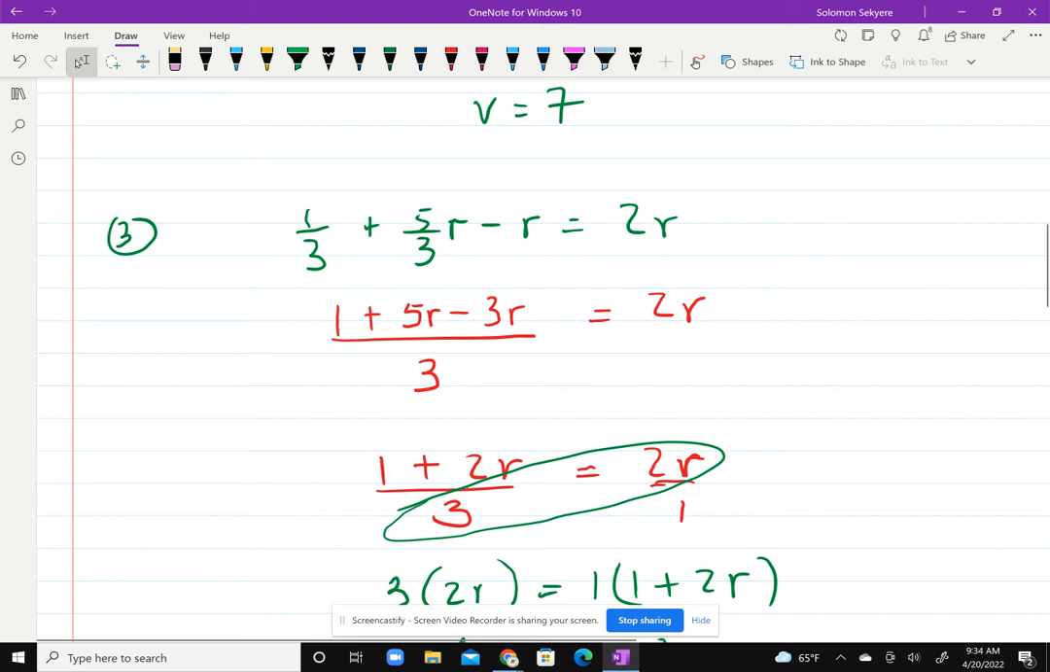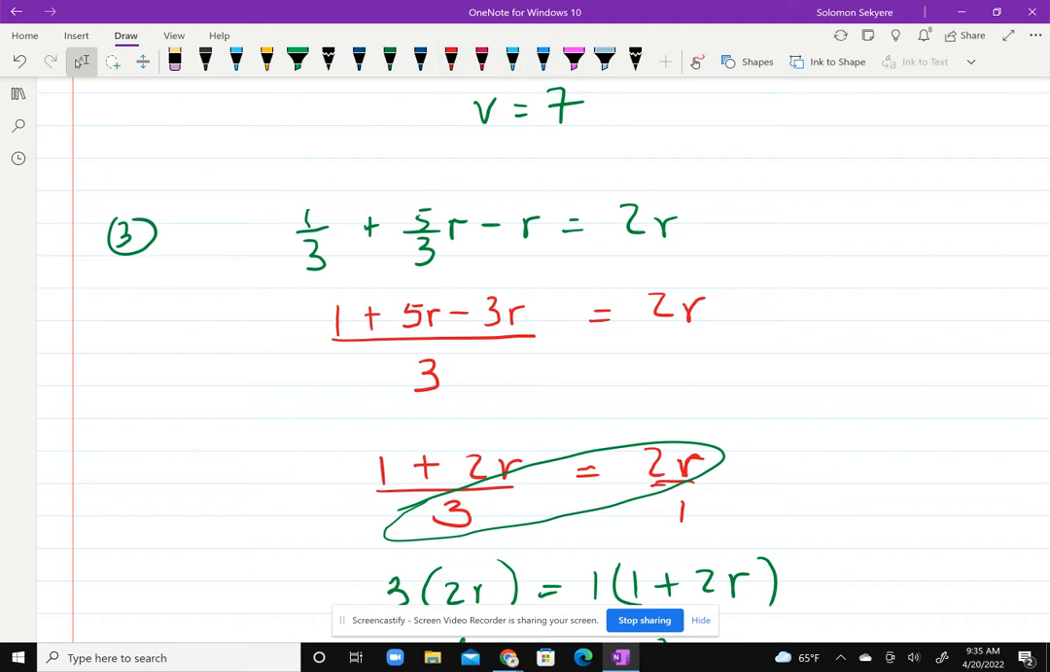We have 1/3 plus 5 over 3 r minus r equals 2r. So here, what do we have? We have denominators, we have fractions. Fractions make a lot of people uncomfortable. So what do we do? We are going to remove the fractions.